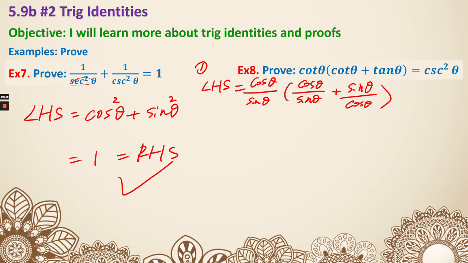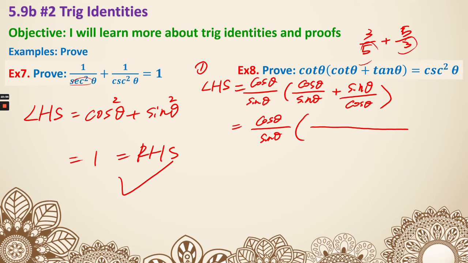Next, you can choose to get a common denominator inside the parentheses. So this is going to give you cosine theta over sine theta times the common denominator of a sine and cosine. So here's an example. It's basically the same as 3 over 5 plus 5 over 3. You do need a common denominator, which is 15. So in this case, my common denominator is sine theta cosine theta.